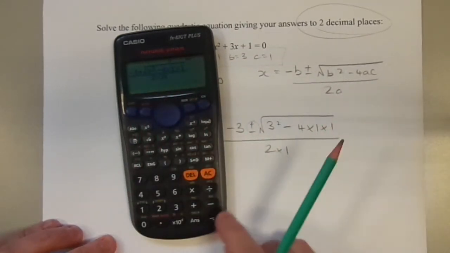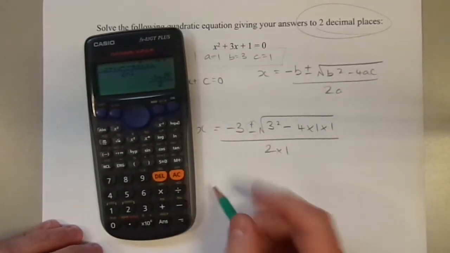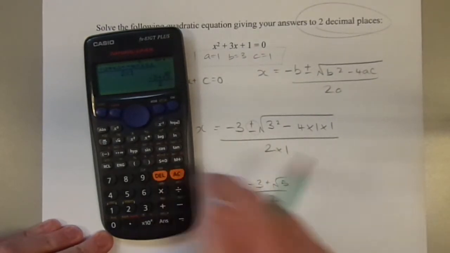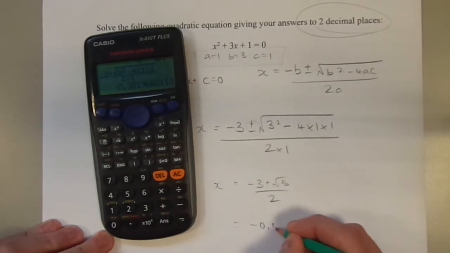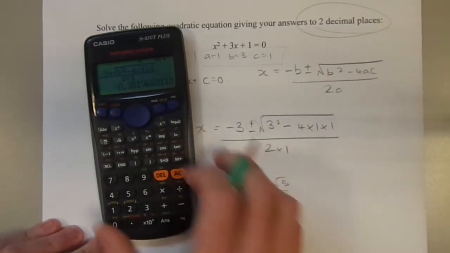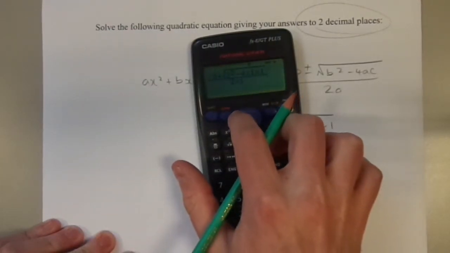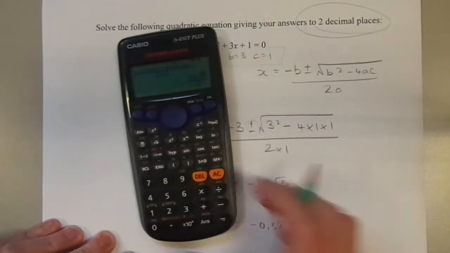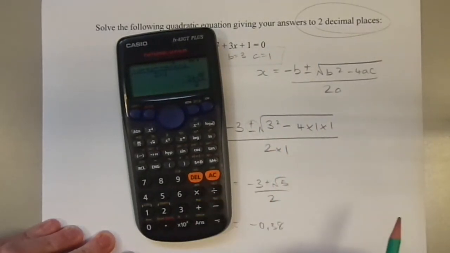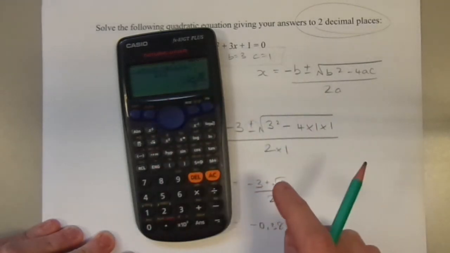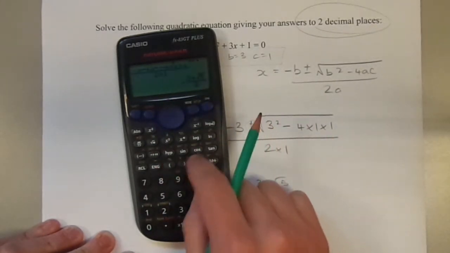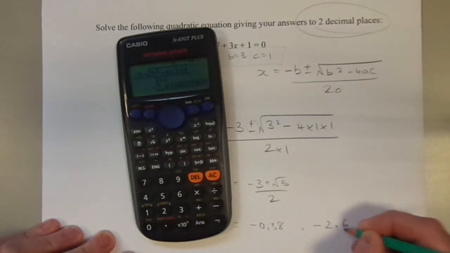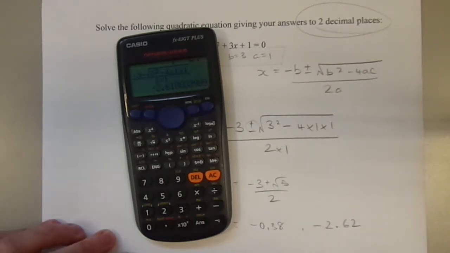So there I've typed it in with the plus. That gets me a solution of minus 3 plus root 5 over 2, which is negative 0.38 to 2 decimal places. And then if I go back in and edit the calculation and swap that plus for a minus, I get the other solution, which is minus 2.62 to 2 decimal places.